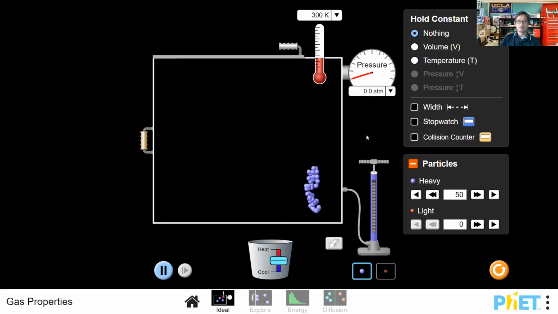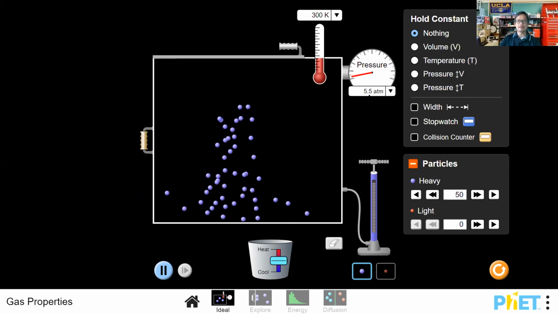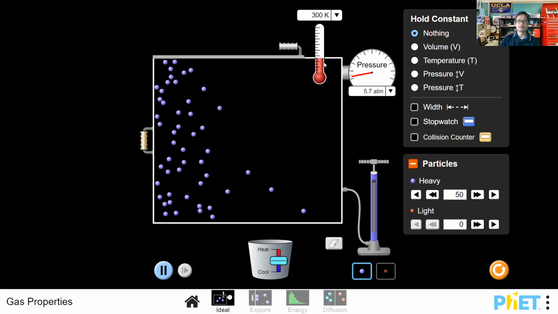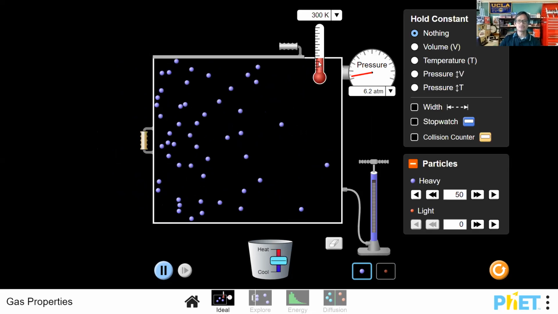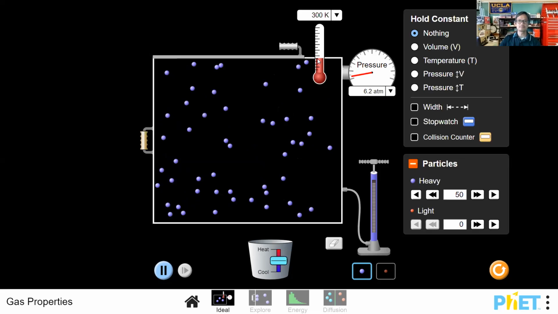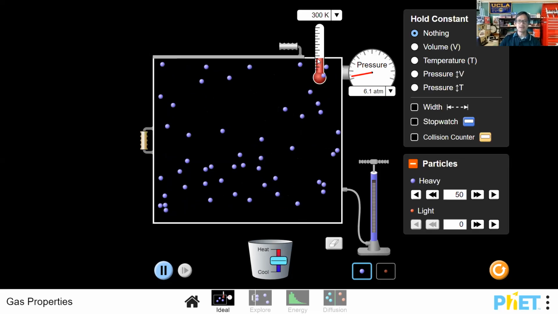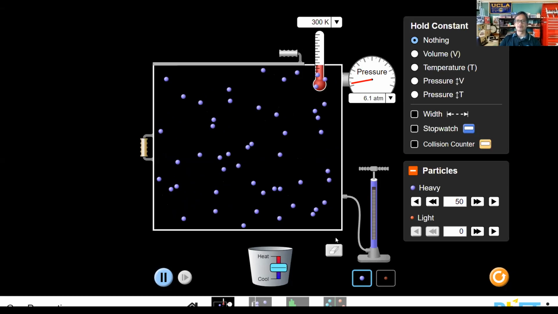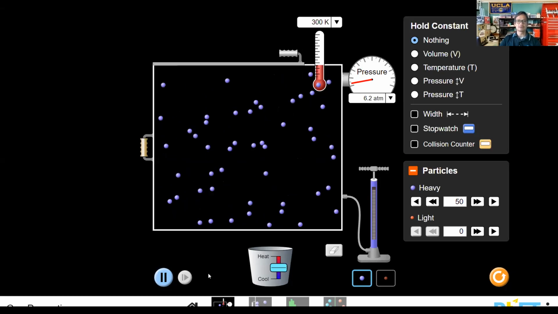Okay, and we have a pressure reading right now of about 5.5. I think it was 5.5. Okay, we'll call it 5.5. And the temperature, we'll call it about 2.5. What do we have right now? 300 Kelvin. So we have 300 Kelvin and 5.5 atmospheres for the pressure, and that's with the big gas particles. Let me go and clear those guys out.